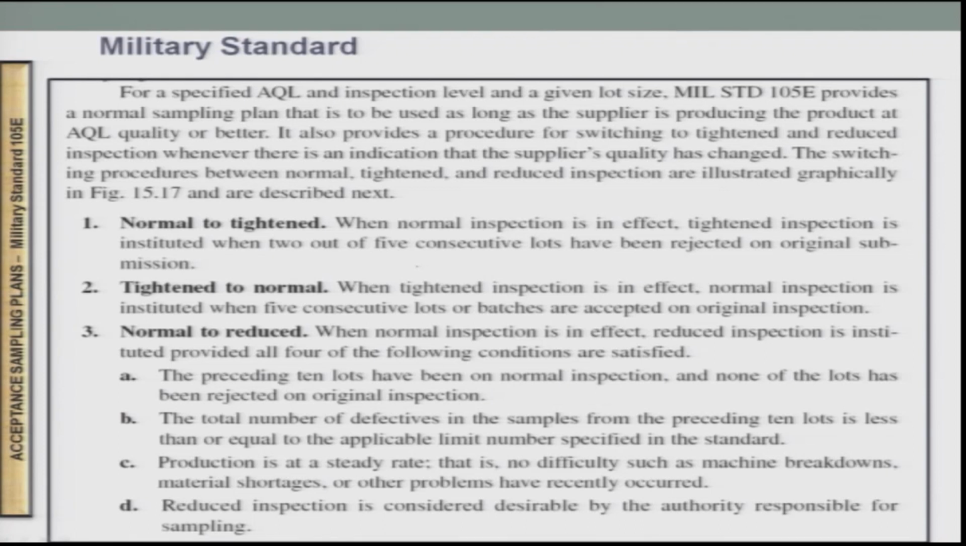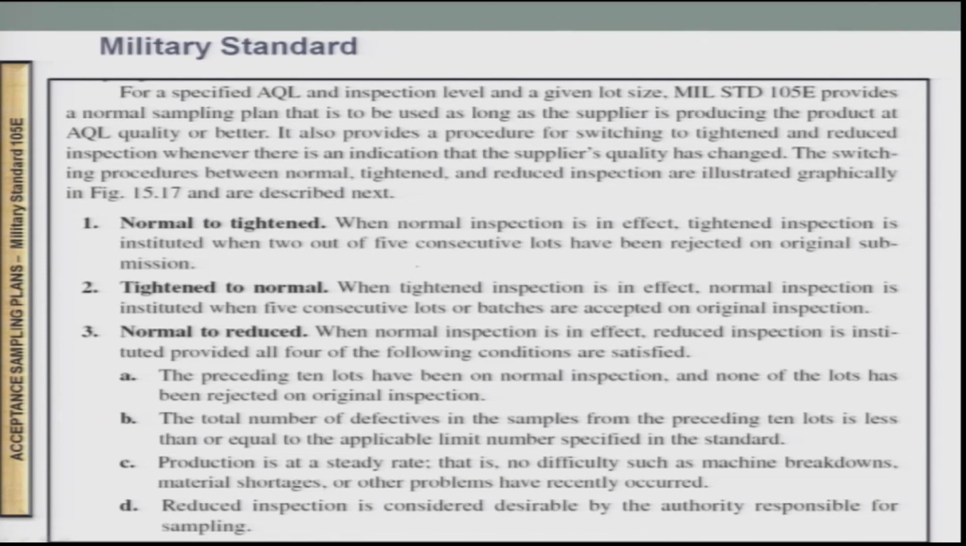It also provides a procedure for switching to tightened and reduced inspection norms wherever there is an indication that the supplier's quality has changed. So, in case the quality has become bad, obviously you have to be cautious. In case the supplier's quality is turning out to be good, you would not relax, but obviously the overall emphasis on the major, minor risk and the level of importance you will place would definitely not be up to that strict level. The switching procedure between normal, tightened and reduced inspections is illustrated graphically in that book, where the figure is 15.17, but we will just discuss them in words.